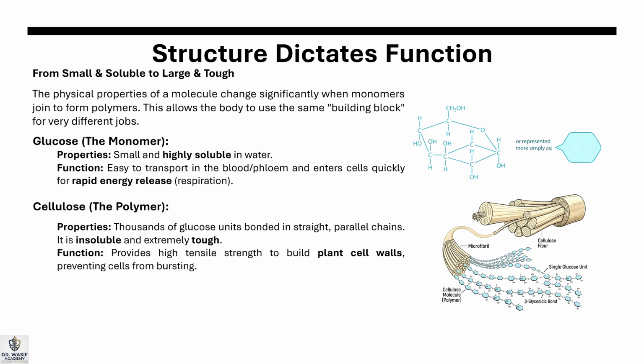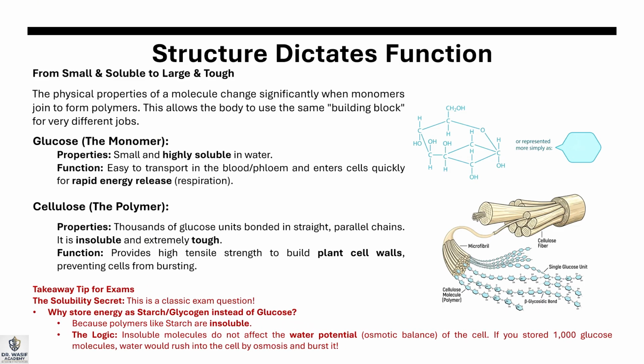But look at cellulose. It is made of thousands of those same glucose units, but they are bonded in straight parallel chains, and this makes the molecule insoluble and incredibly tough. So instead of being fuel, it becomes a building material, providing the tensile strength needed to stop plant cell walls from bursting.